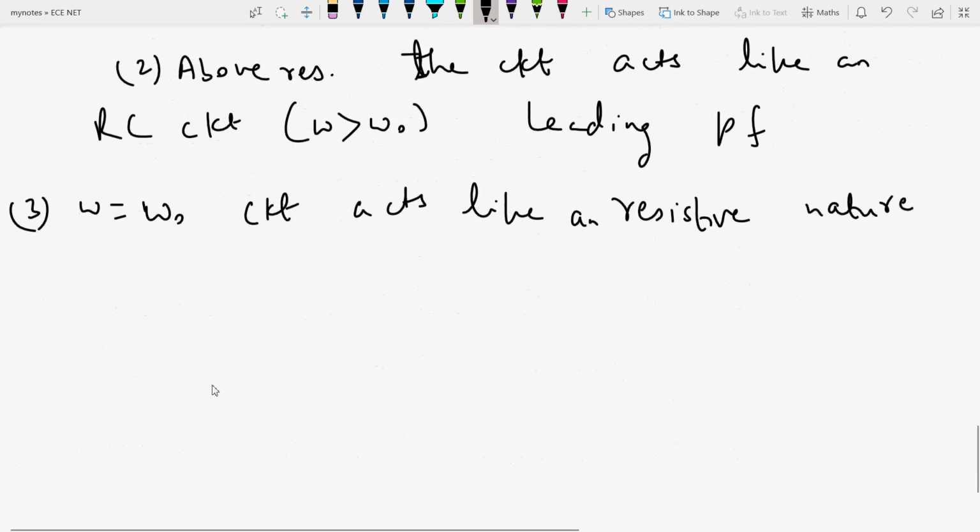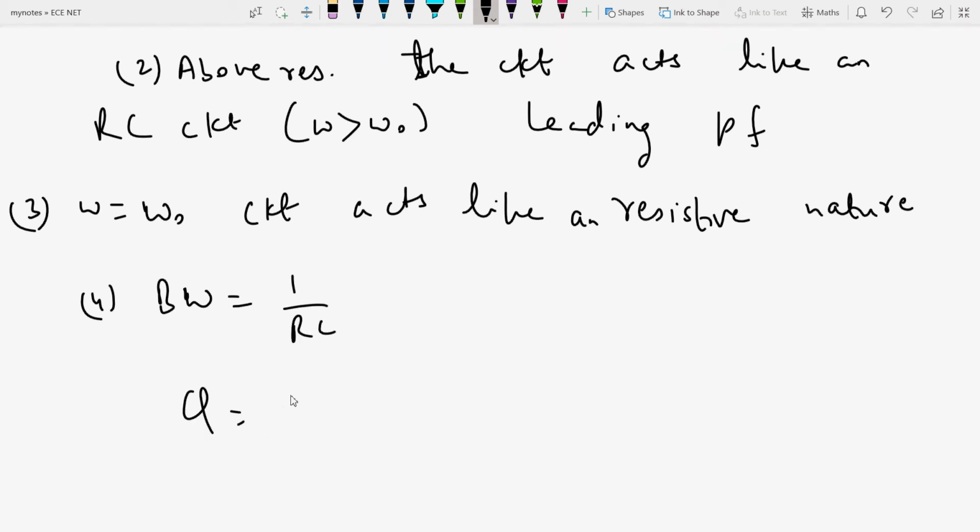Now what is the bandwidth? Bandwidth is again, here we have calculated, 1 upon RC, and the quality factor you can calculate as FR by bandwidth. So you can write it as R under root C by L. That is the opposite of the series resonant circuit. Sixth point is what? The damping ratio. This is equal to 1 upon twice Q.